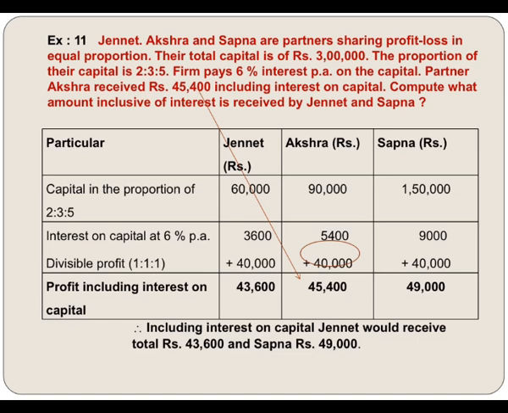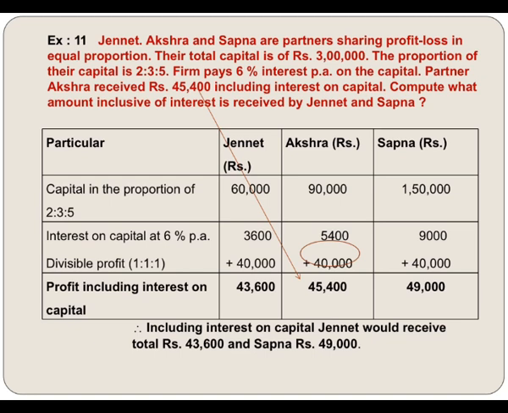So here the profit and loss ratio is equal. So Akshara's share is 40,000. So Janet will also get 40,000 and Sapna will also get 40,000 because their profit and loss ratio is equal, in proportion 1:1:1. So now total amount including interest, Janet will receive 43,600 and Sapna will receive 49,000. So this is our answer.